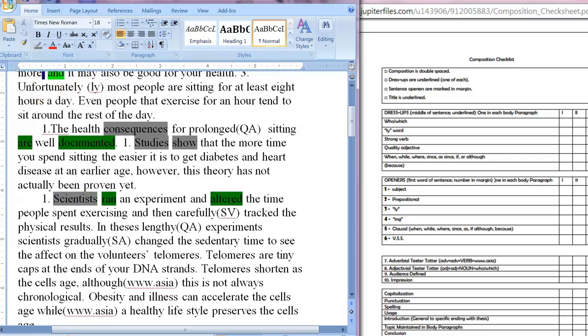And this is what we call a compound verb, and our and does not get a comma because we're just joining two verbs. So our basic sentence is scientists ran and altered the time people spent exercising, then carefully tracked the physical results. In these lengthy experiments, so this is your quality adjective, in these lengthy experiments, and this is a prepositional opener.